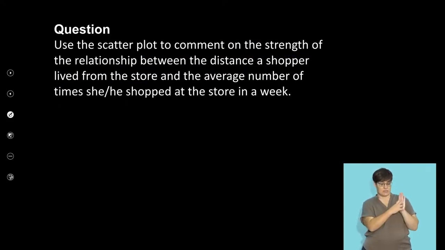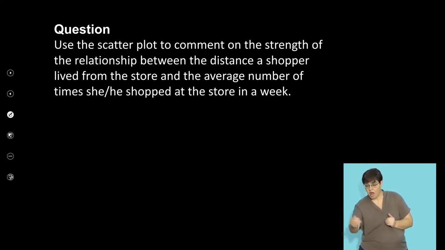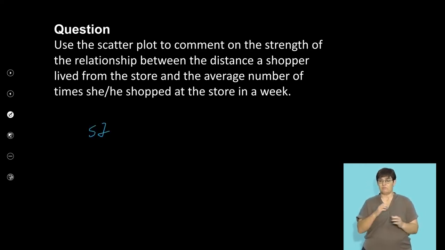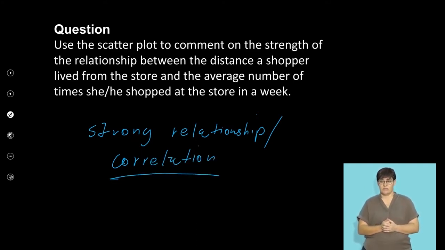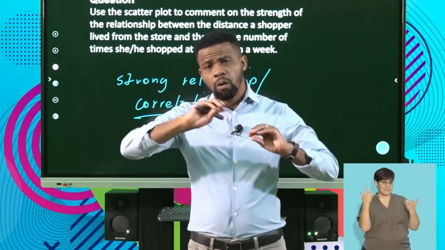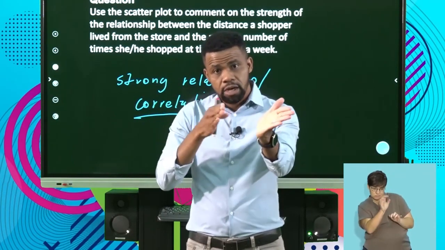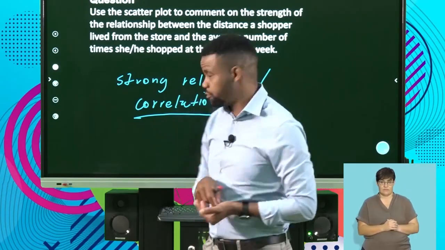Use the scatter plot to comment on the strength of the relationship between the distance of the shopper from the store. So what do we say? There is a strong relationship, a strong correlation. Are we together? That's what we have. By looking at the trend, because if I draw the line of best fit, all the points are clustered around the line of best fit. Great.